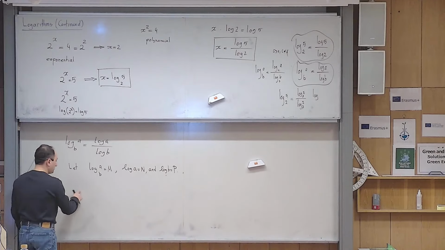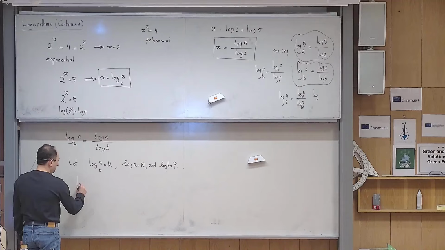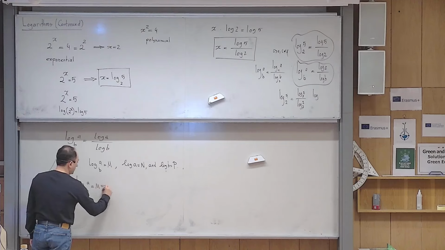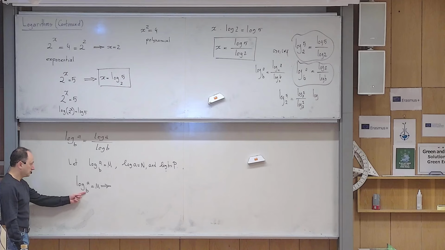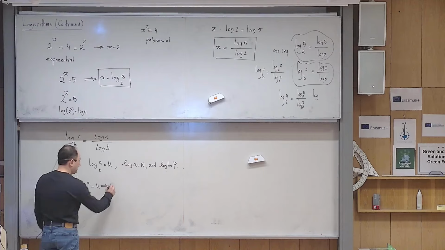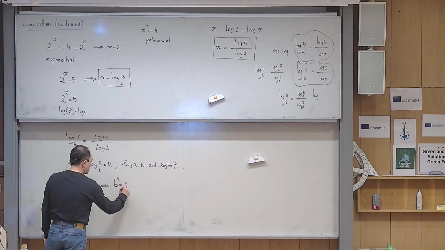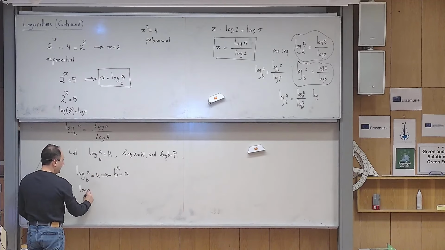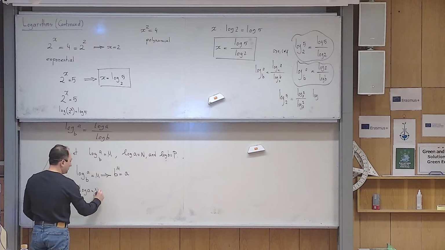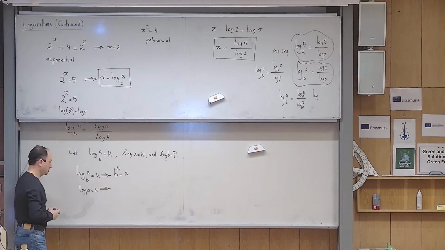Now I want to ask you, when you say logarithm of a to the base b is m, what is the conclusion coming out of it? What is the meaning? This one to this one should be equal to that. So b to the m is equal to what? A. When you say logarithm of a is n, what is the meaning of this one?